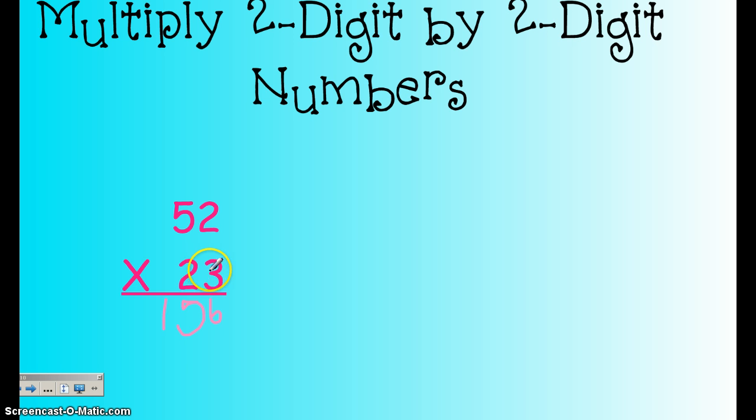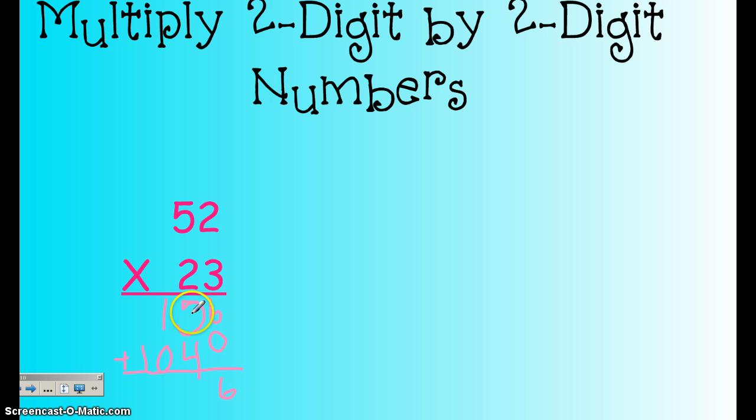Then it's the 2's turn. It's not really a 2, it's a 20, so I have to add a 0. 2 times 2 is 4. 2 times 5 is 10. Okay, these are both our partial products, so we are going to draw a line, add these two partial products together to get our final product.